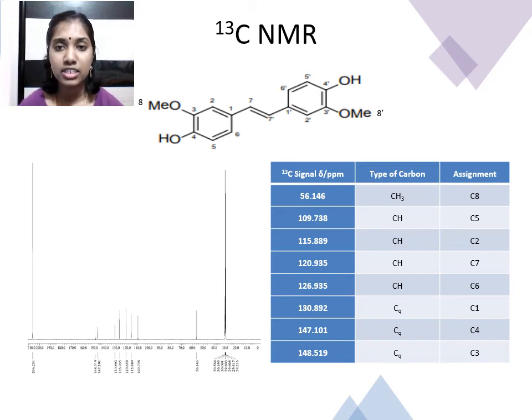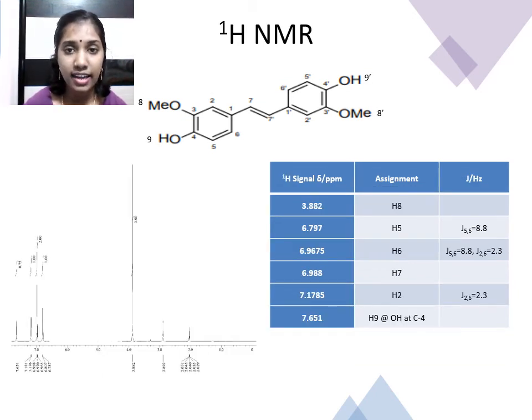For the type of carbon determined, carbon 1, 3 and 4 are quaternary carbons with no proton attached, while carbon 2, 5, 6 and 7 are methine carbons where only one proton is attached. Carbon 8 is a methyl carbon attached with 3 protons.